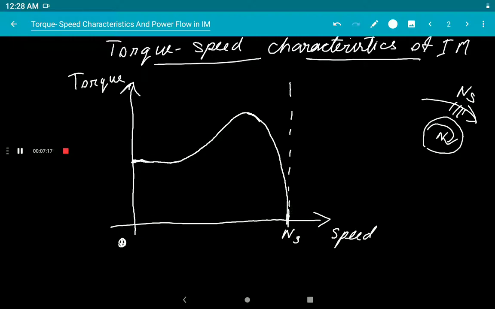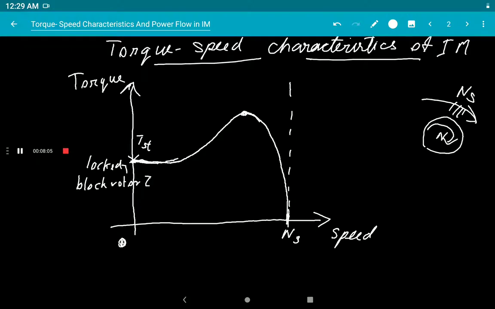But at starting time, when the speed is zero, there will be a magnetic pull, so the torque will not be zero. It starts from a particular point, and after that it increases. This torque value is known as the starting torque. We represent it as T start, starting torque, which is also known as locked rotor torque or blocked rotor torque. We call this at this point.